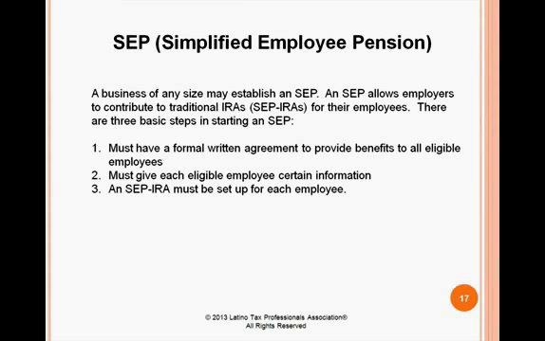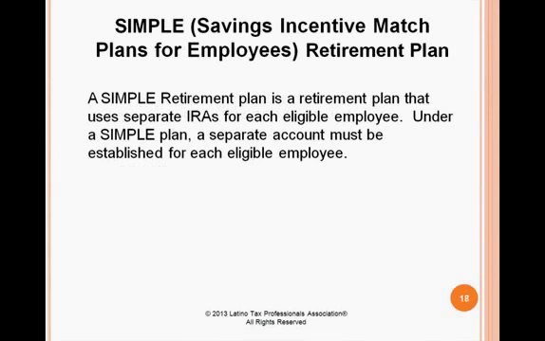Now, there are several pension plans that a person is able to get involved in, and SEP is one of them, Simplified Employee Pension. A business of any size may establish an SEP, which allows employers to contribute to traditional IRAs, or in this case SEP IRAs, for their employees. There are 3 basic steps in starting an SEP. Must have a formal written agreement to provide benefits to all eligible employees. Must give each eligible employee certain information. And an SEP IRA must be set up for each employee.